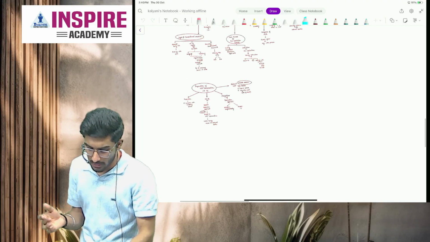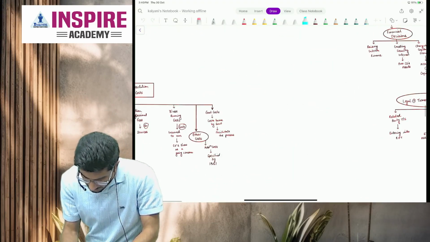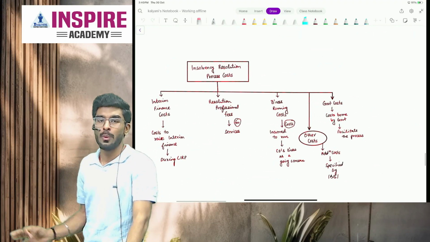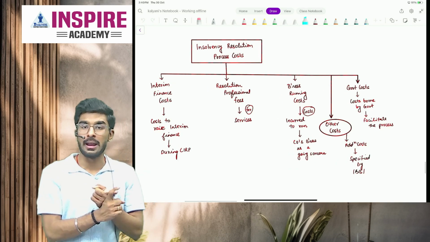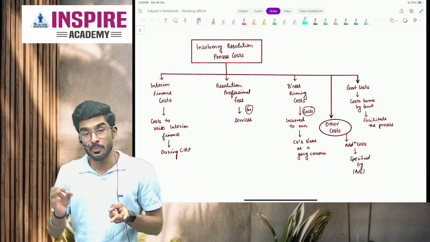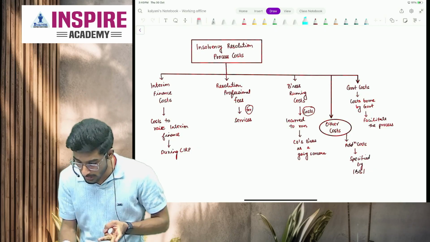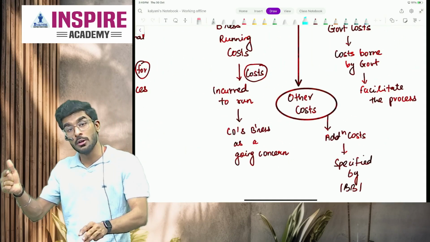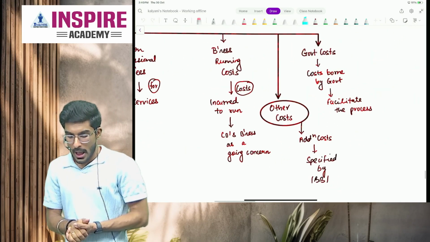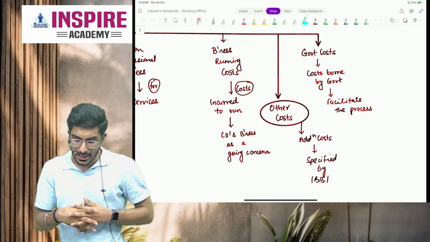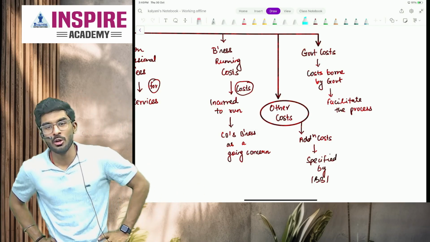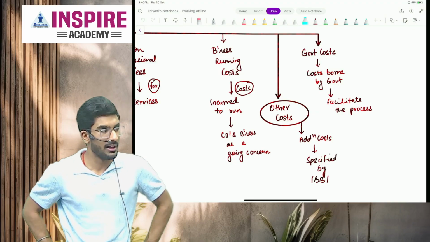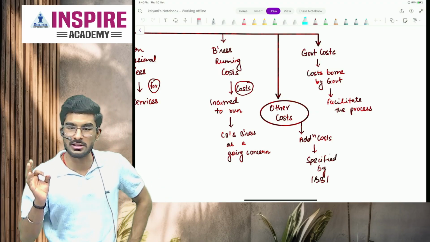Very easy, people. And the last is, people, insolvency resolution process cost. 4 points. Interim finance will be included. Number two, RP fees will be included. Number three, business running cost will be included. Government cost will be included. And last is additional cost. So we are done with corporate insolvency resolution process.